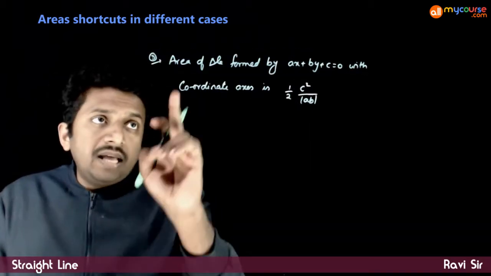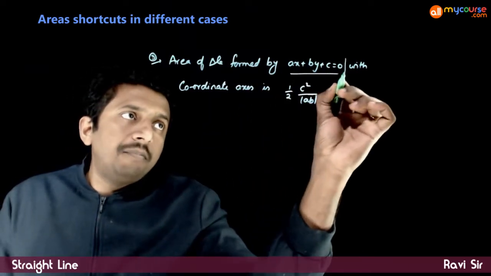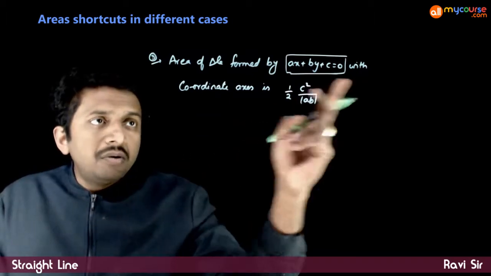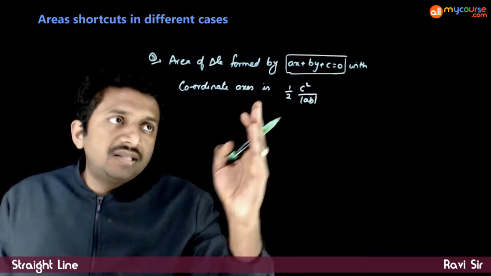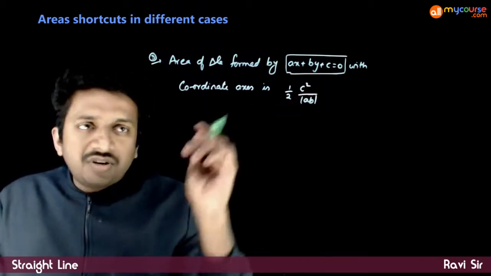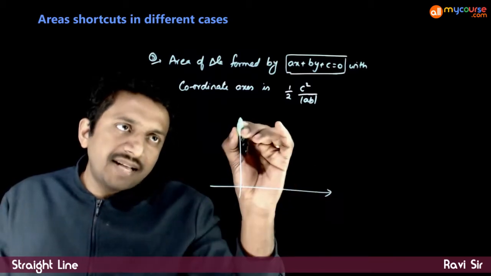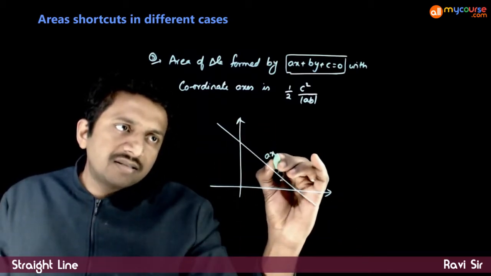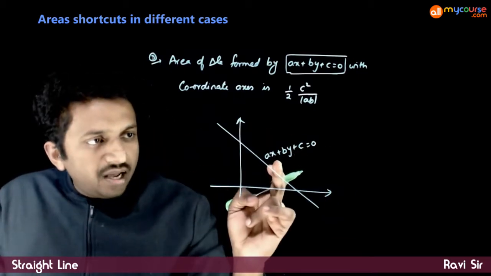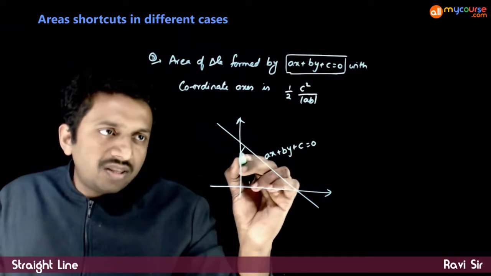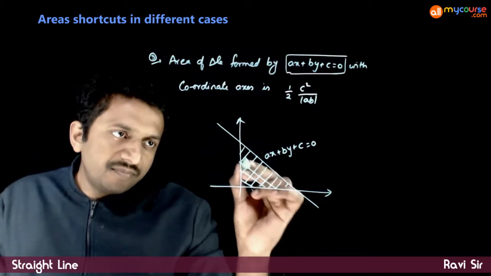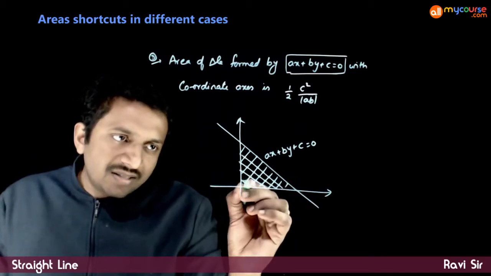Next, the area of the triangle formed by the line ax + by + c = 0 with the coordinate axes is given by half of c square by mod ab. This is a very straightforward formula. If you have a line ax + by + c = 0, the area formed by this line with the coordinate axes is this triangle. Obviously this is a right angle triangle.